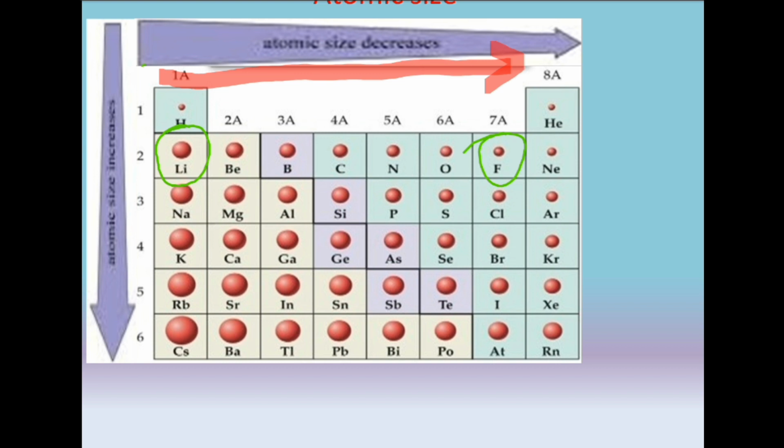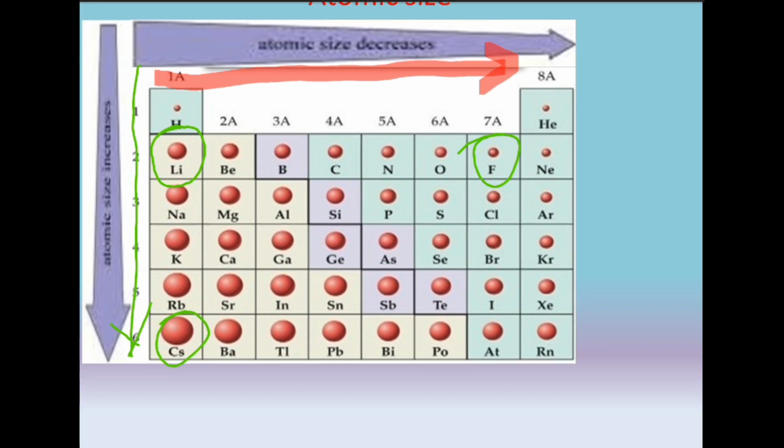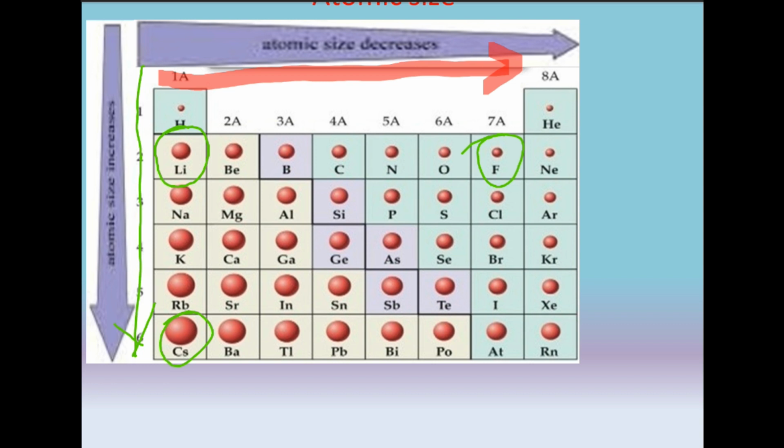Now what happens when it is going down the group? This is down the group. So when we compare lithium with cesium, can you see lithium and cesium? Is there any difference? Yes. What is happening here? The atomic size increases as we go down the group. The trend in atomic size: the atomic size decreases across the periodic table and increases down the group.